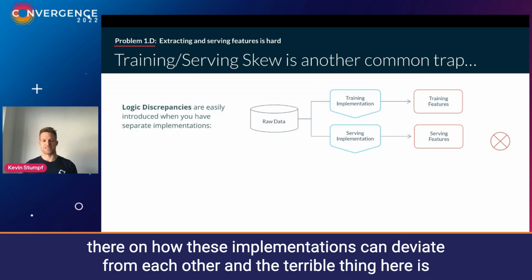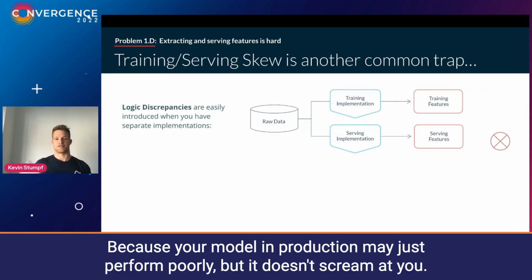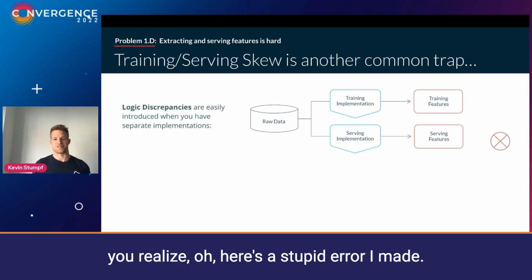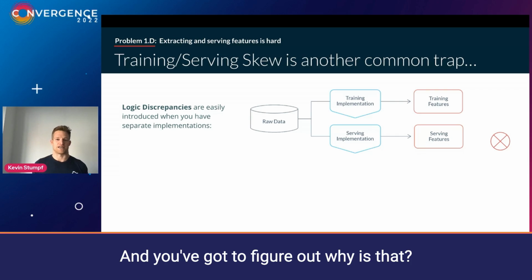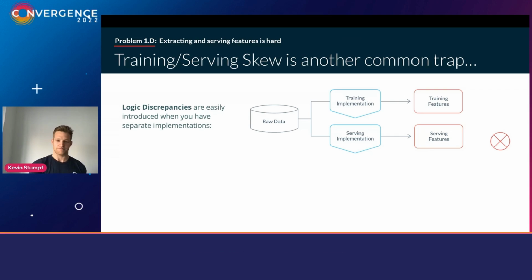And the terrible thing here is that if they deviate, you typically won't know, because your model in production may just perform poorly, but it doesn't scream at you. It doesn't throw an exception that you can look at. You look at Stack Overflow and you realize, oh, here's a stupid error I made. No, the model is just not going to perform well. And you've got to figure out, why is that? Where is the needle in the haystack here that caused this problem?